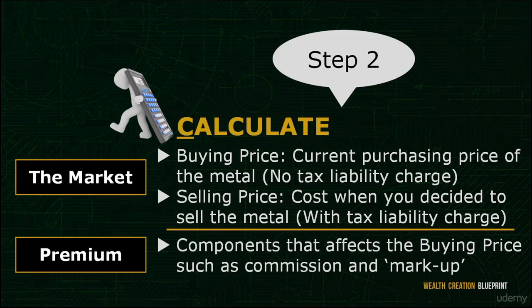Next, there are several components that affect the price, such as its premium or even the dealer's commission or markup. These metals require minting, marketing, and distributing. This cost is called premium, and it is usually just a few percent over the market price. There are no tax implications for buying physical metals. Selling them, however, do have. So if you sell them for more than what you paid for, there will be a tax liability charged.